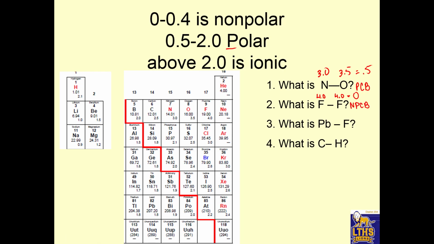Let's find lead. Lead's right here, 1.8. Metal, fluoride, fluorine, well, fluoride. So the difference is 2.2. That's an ionic bond. And so that means fluorine is going to pull the electrons away from lead. Carbon is 2.5. Hydrogen is 2.1. What's the diff? 0.4. So they're going to share pretty equally, so it's a nonpolar covalent bond.